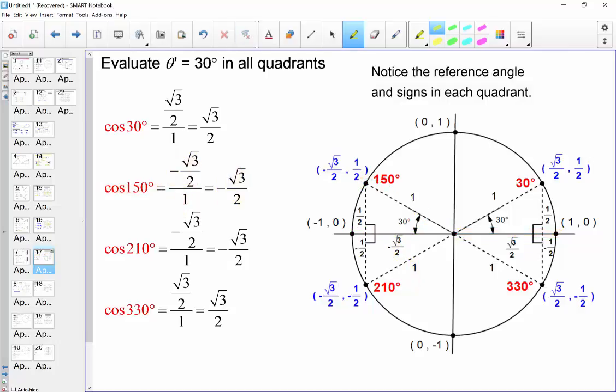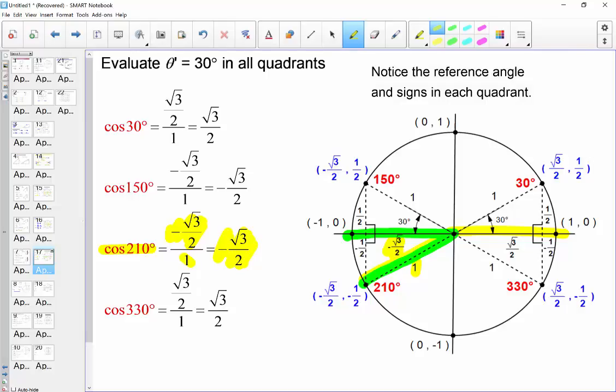Now we'll look at the cosine of 210 degrees formed by this angle here, and our reference angle will be between the terminal side and the x-axis. So 210 degrees minus 180 degrees equals our 30-degree reference angle. Now we can evaluate cosine of 210 degrees using a 30-degree reference angle. So cosine is equal to adjacent over hypotenuse. The adjacent side is the negative square root of 3 over 2, and the hypotenuse is 1, which simplifies to negative square root of 3 over 2.